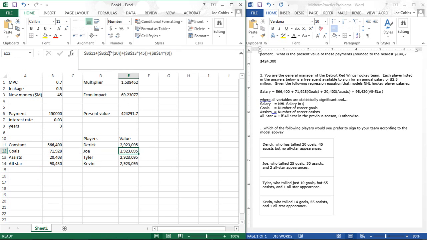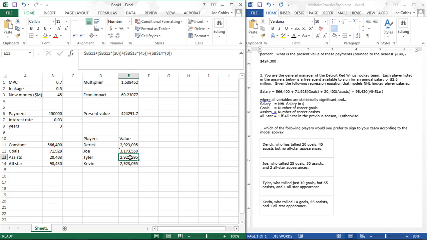All right. So for Joe, I've got to replace these numbers. Joe has 25 goals, so we're going to do 25 goals. Joe has 30 assists, so he doesn't have as many assists as Derek. I'm going to replace this with 30. And Joe has 2 All-Star appearances. Nice work, Joe. And he's worth more than Derek.